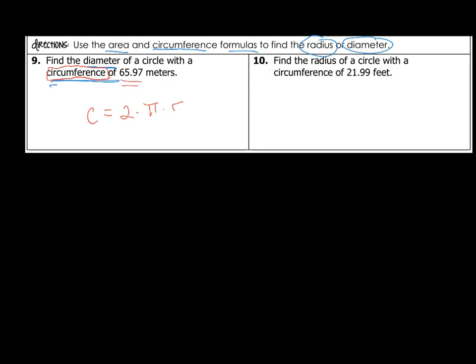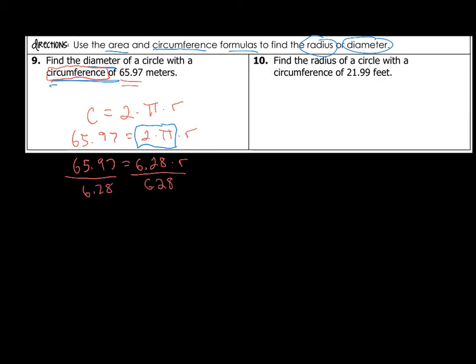And what have I been given? I've been given the circumference. So 65.97, I should say, equals 2 times pi times the radius. And I can get this to be a decimal. 2 times 3.14 is approximately 6.28. So now I have a nice little simple one-step algebra problem. I want to solve for radius. I divide by 6.28 on both sides, and I get a radius of approximately 10.5047, so we'll just say 10.50.